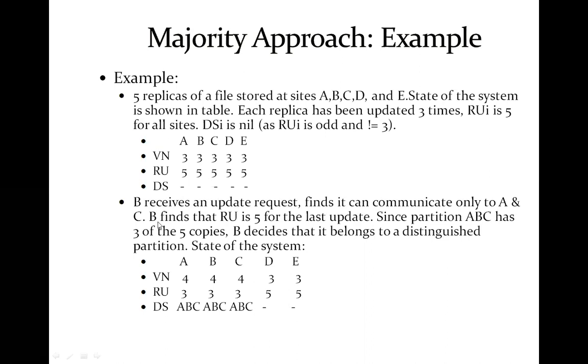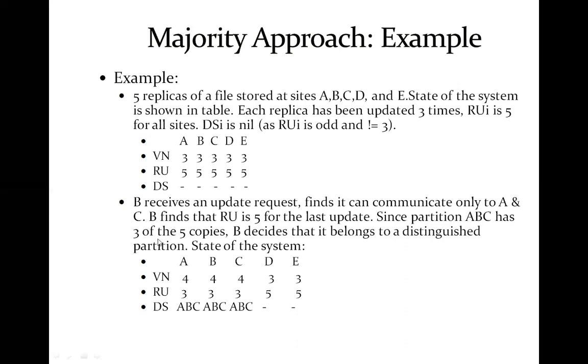Then B determines the latest version of the replica in its partition. Since B can communicate with A and C, the partition will be A, B, C. So B is able to find that the latest version of the replica in this partition A, B, C is 3, and the number of replicas which were last updated is 5. The number of replicas is 5.